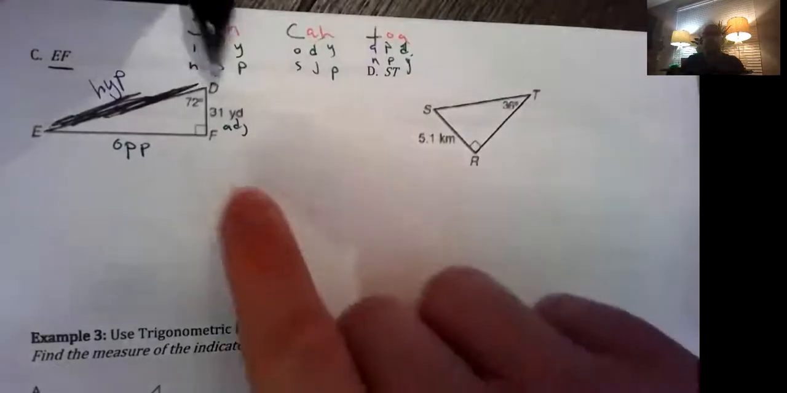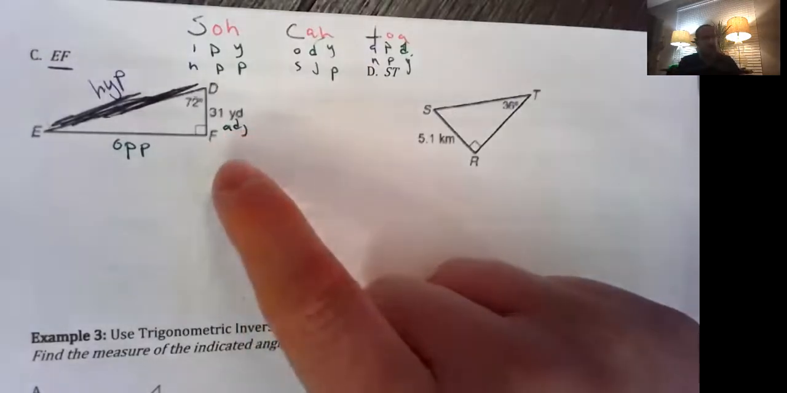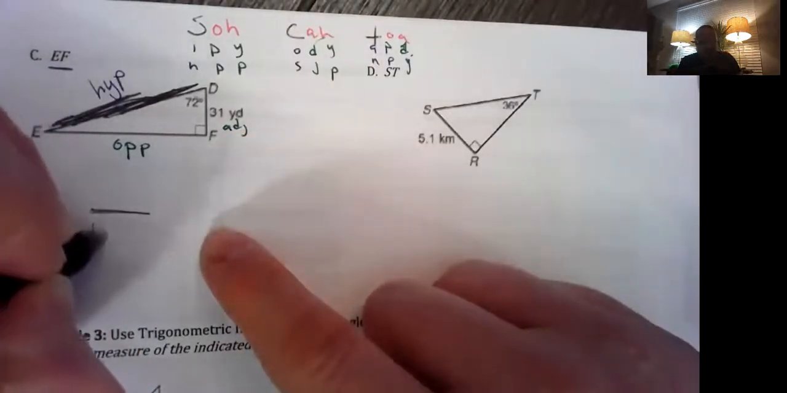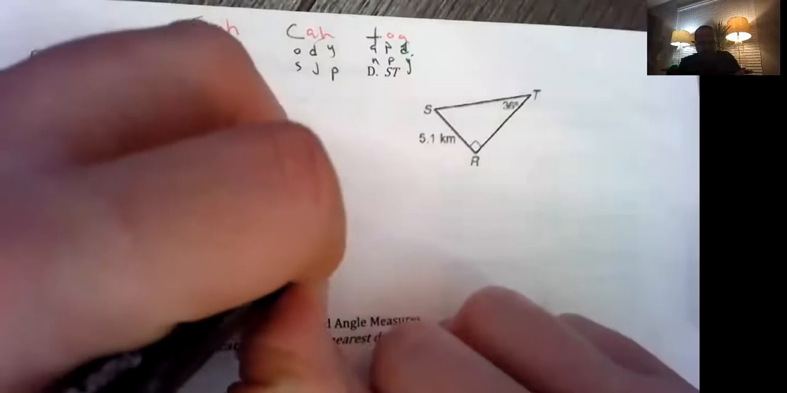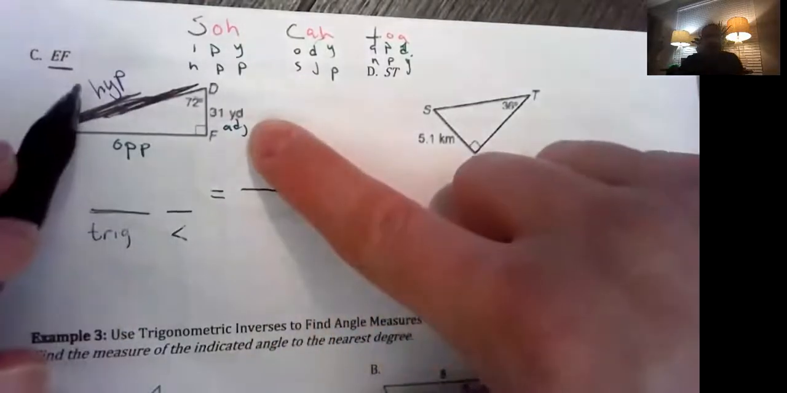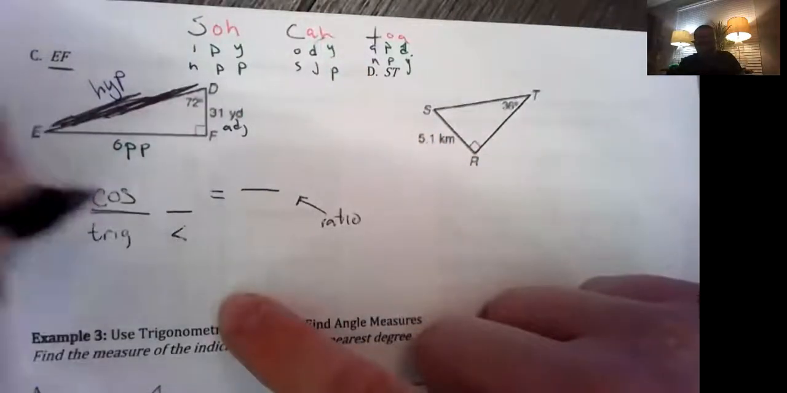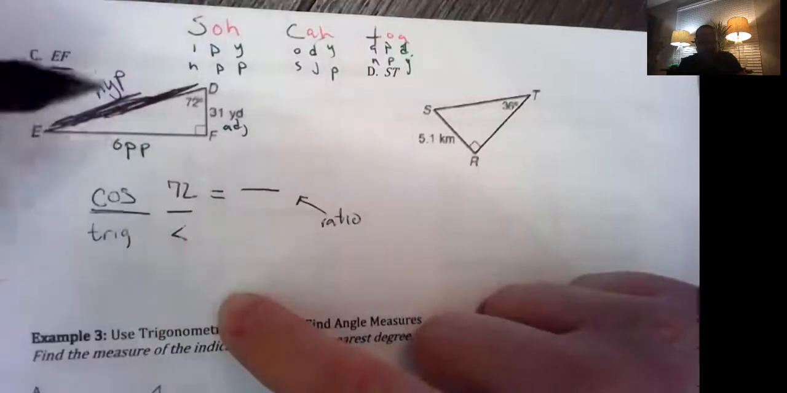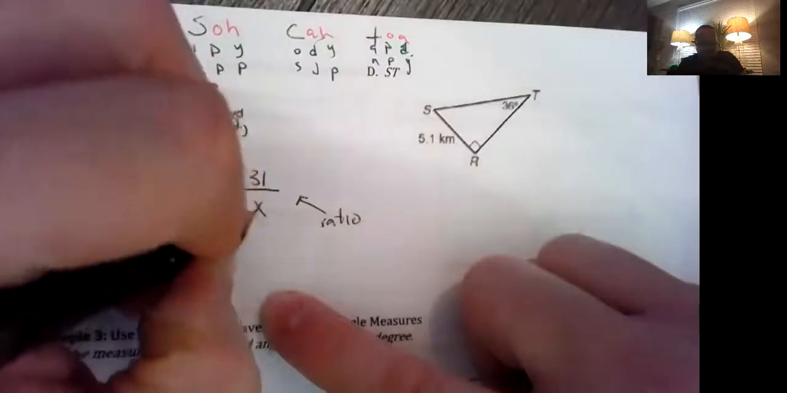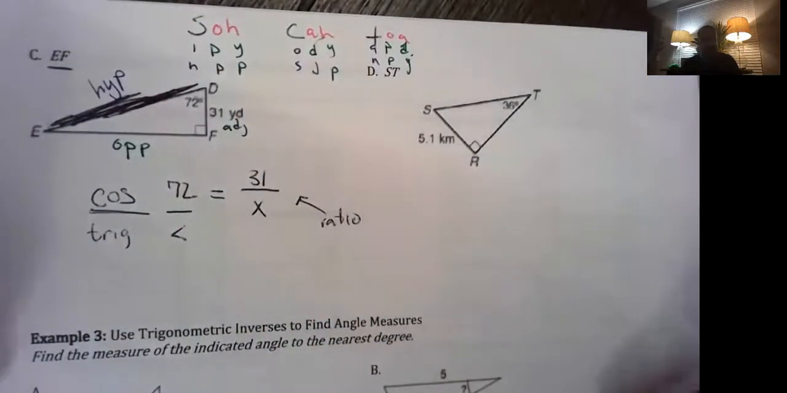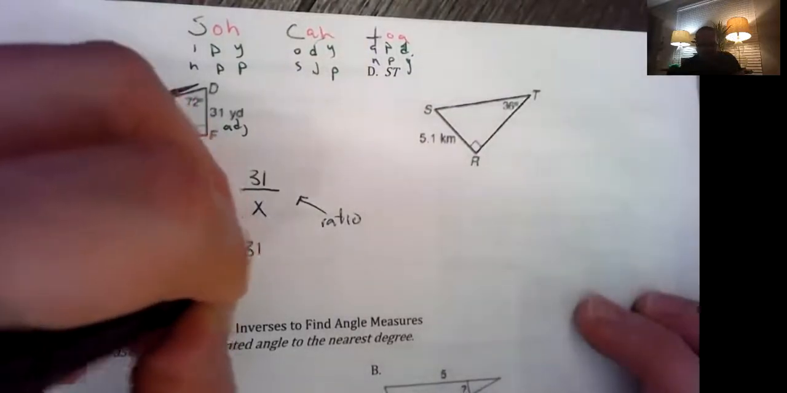So it looks like from this angle, I'm using an adjacent and a hypotenuse. Just be reminded, I use a trig word, I have my angle, and then right there is where my ratio exists. So if I have an adjacent and a hypotenuse, cosine is going to be the word that I use. Cosine of 72, and again, it has to be adjacent over the hypotenuse. So 31 over x. All right. So it's cosine of 72 equals 31 over x.